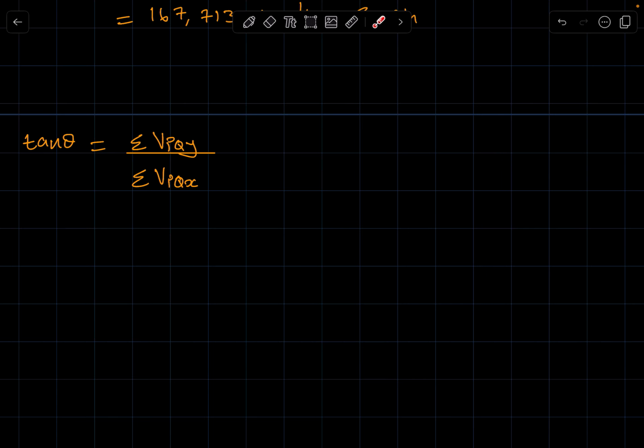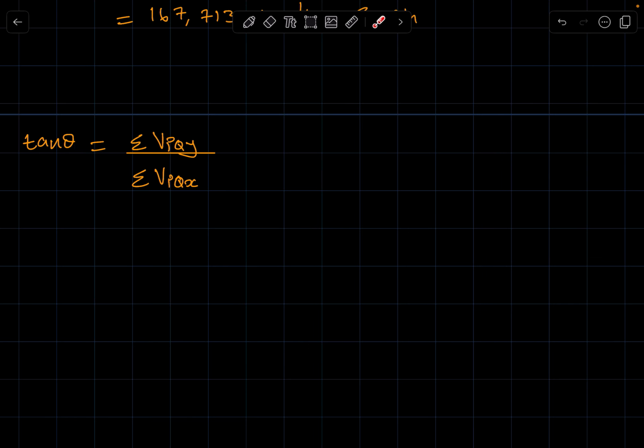That way, you know that you will never have this the other way around, meaning you will never have, as a numerator, the sum of VPQ in the x direction divided by the sum of VPQ in the y direction. Again, reference your angles.